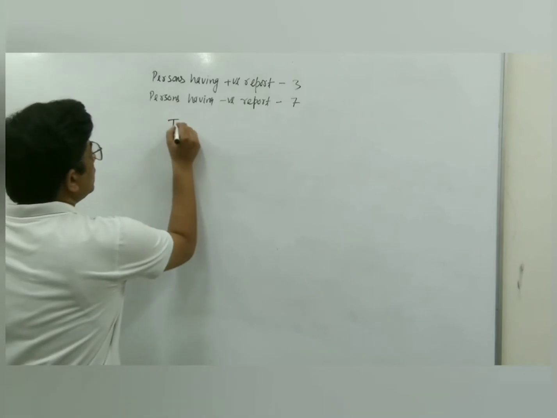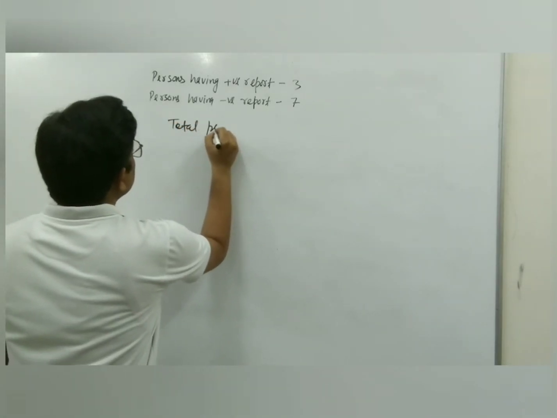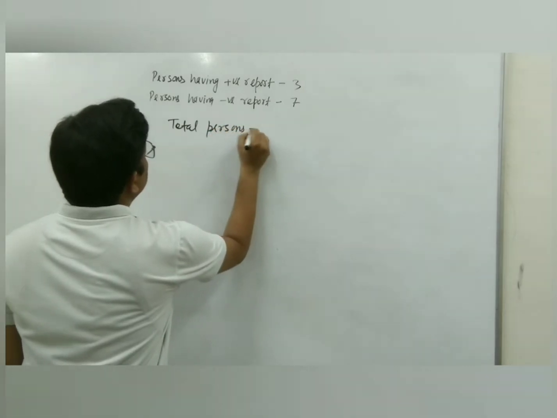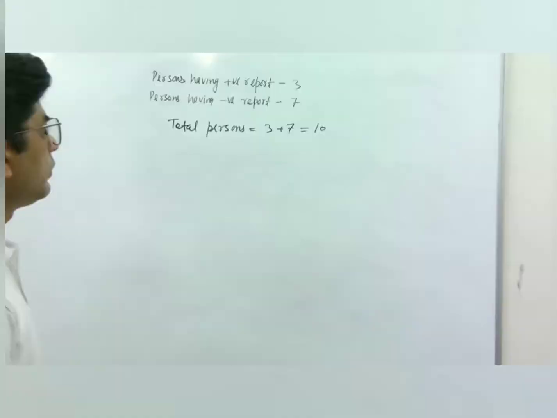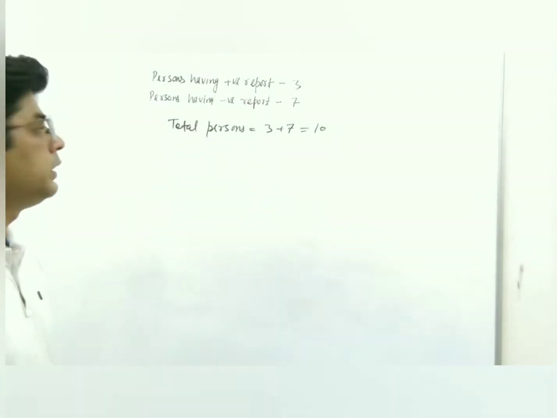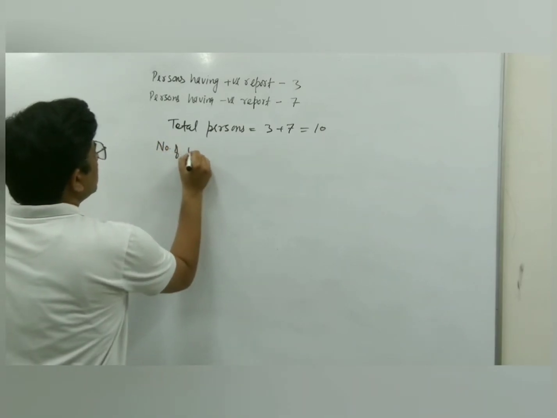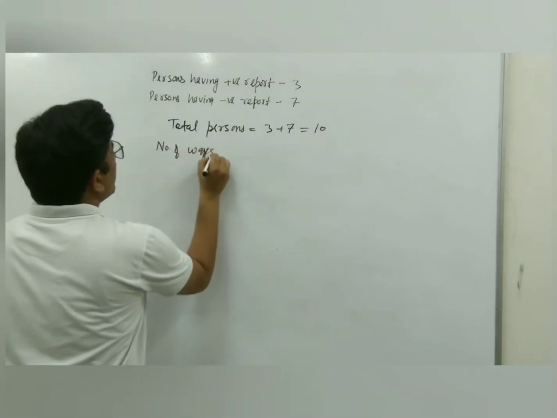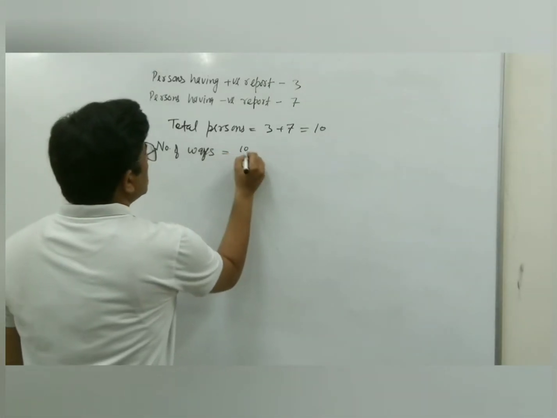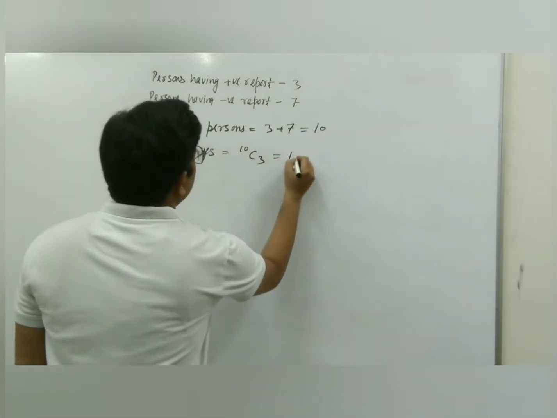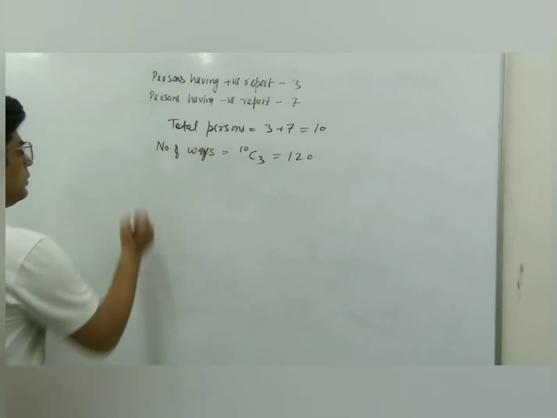So first we have total persons. This is 3 plus 7, that is equal to 10. We have to choose 3 persons out of total 10 persons. So the number of ways of choosing 3 persons out of 10 persons, this is 10C3, that will be equal to 120. So there are 3 cases now.